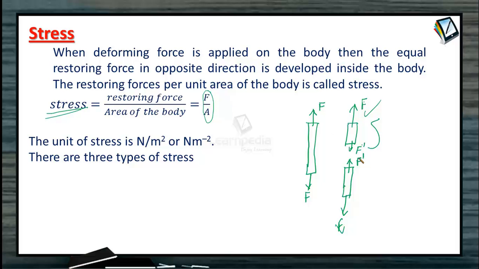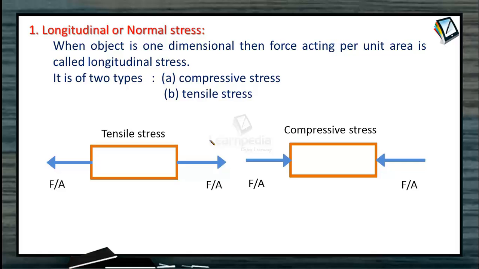Depending on the type of loading that the object is being subjected to, there are three types of stress. The first one is the longitudinal or the normal stress. In the case of longitudinal, the normal stress, we apply the force along the length. That means it is basically a one-dimensional force. The force is applied along a particular line, and because of that, the stress may be tensile or compressive.